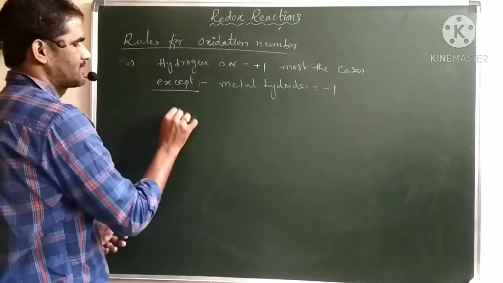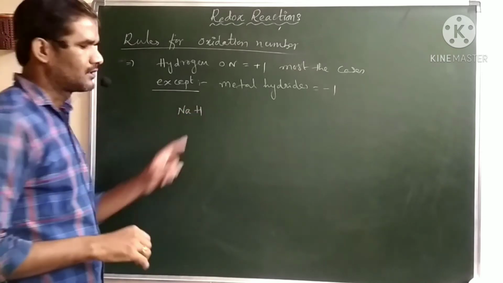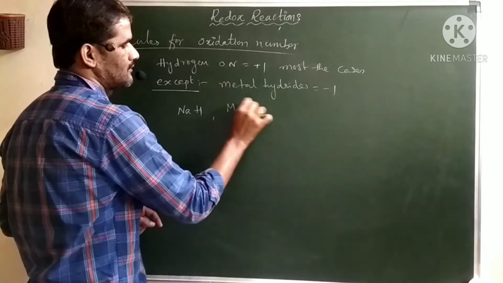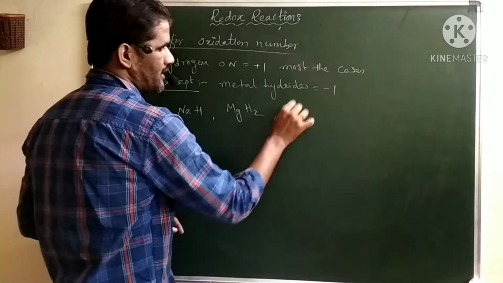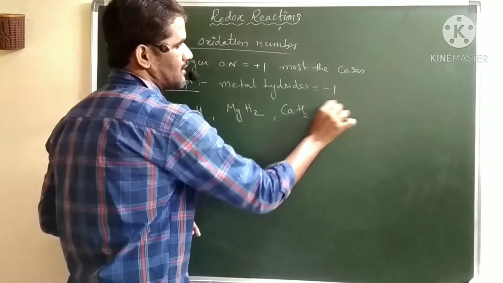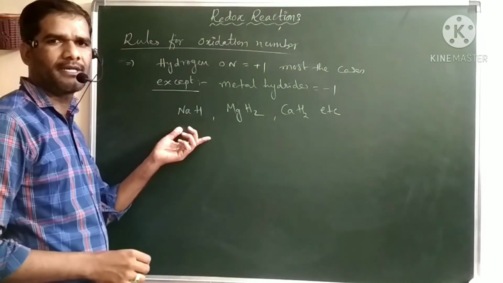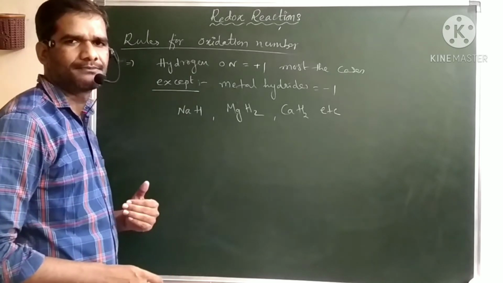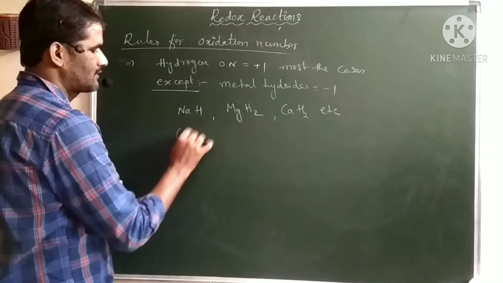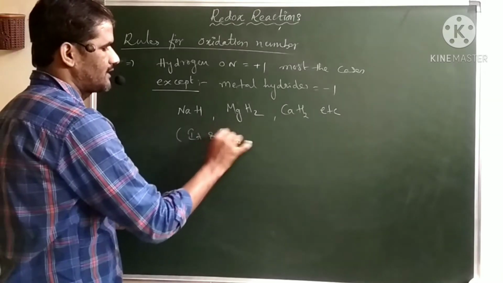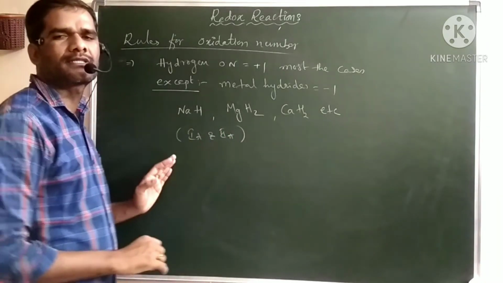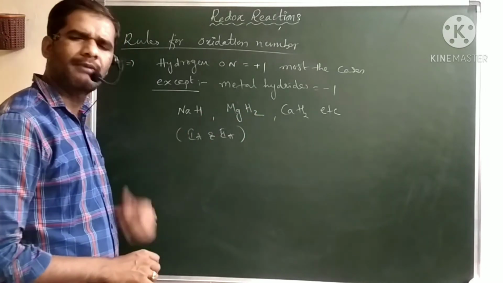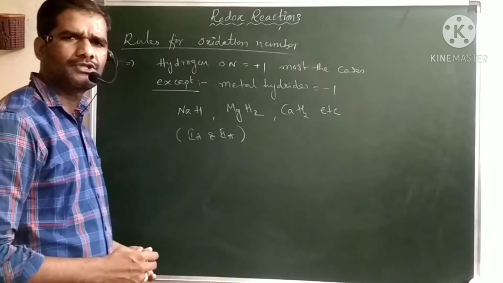So for metal hydrides, let us take sodium hydride. Here hydrogen oxidation state is -1, or magnesium hydride, or calcium hydride. In hydrides, hydrogen is combined with first A or second A group elements, most of the cases. In such cases, hydrogen shows a negative oxidation state, that is -1. In all the remaining cases it shows the positive oxidation state.